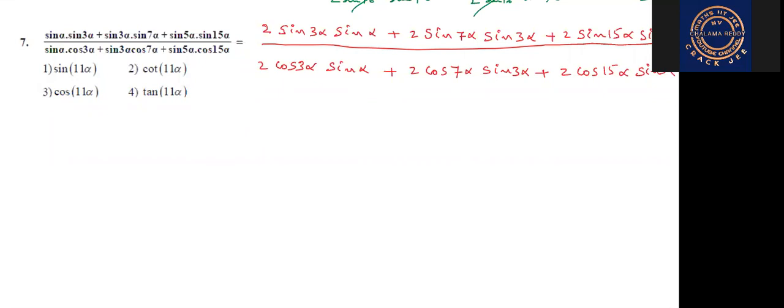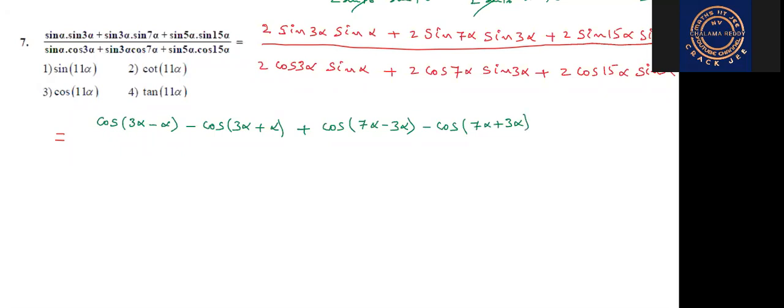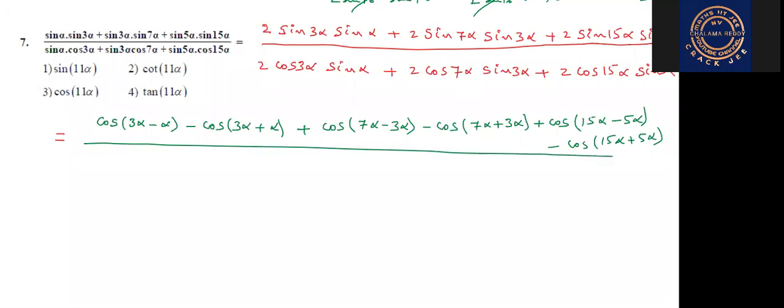Here two formulas are there. First I am going to the numerator, 2 sin A sin B. What is the formula? Cos of A minus B minus cos of A plus B. This is the formula. Plus the second term also same like that: cos of A minus B minus cos of A plus B. And write the third term also same like that: cos of 15 alpha minus 5 alpha minus cos of 15 alpha plus 5 alpha. So finally the numerator is completed.